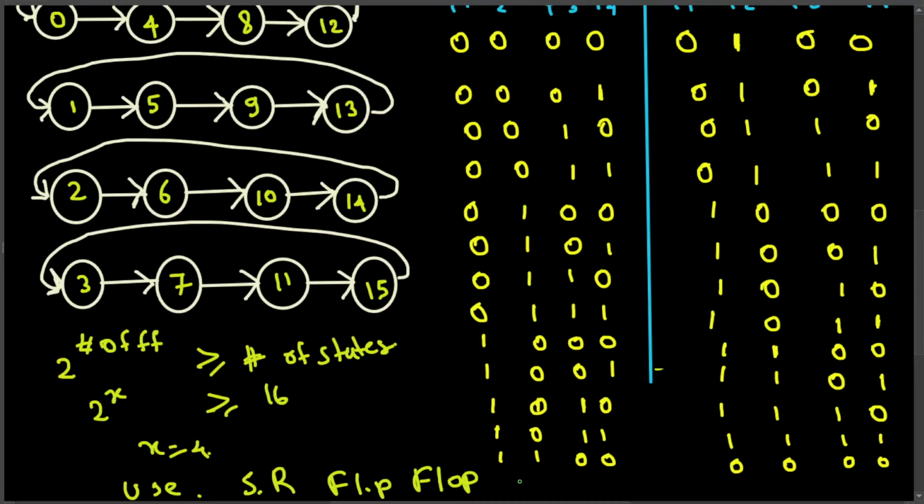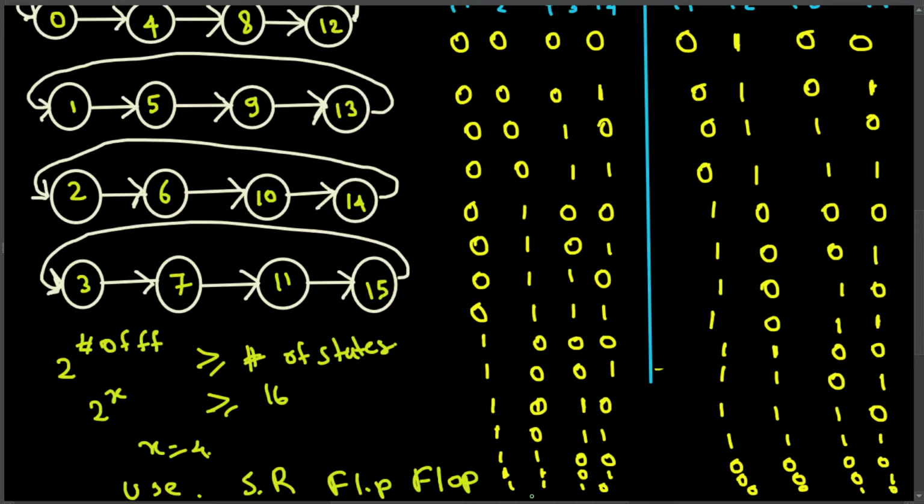And when it's 13, is 8 plus 4 plus 1, 1 1 0 1. And the next state is 1, so 0 0 0 1. And when it's 14, the next state is 2. 14 is what? 8 plus 4 plus 2, so 1 1 1 0. The next state is 2, that is 0 0 1 0.